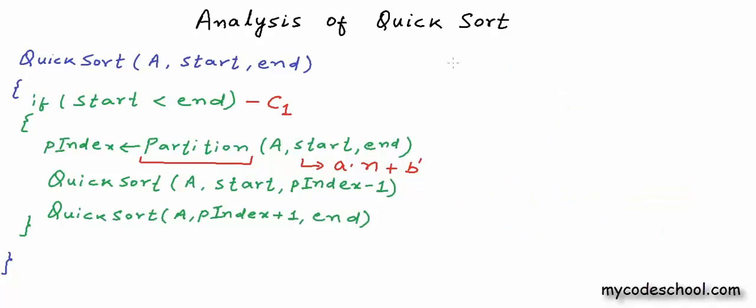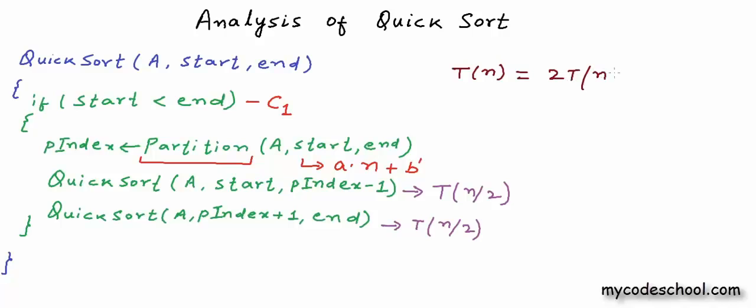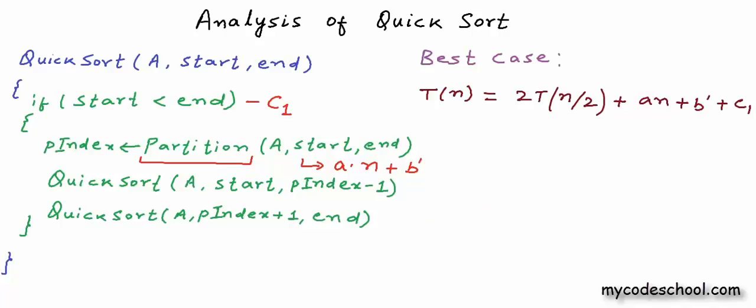So if time taken for this quicksort function is, let's say, T(n), then both these quicksort calls in best case partitioning will take time T(n/2) each. So T(n) in all will be 2T(n/2), plus we will add an plus b dash and c1. Remember, this is the best case scenario for us. When we are saying best case, what we mean is all the partitions in all the recursive calls will be balanced. All the partitions will break a segment into two subsegments of equal length.